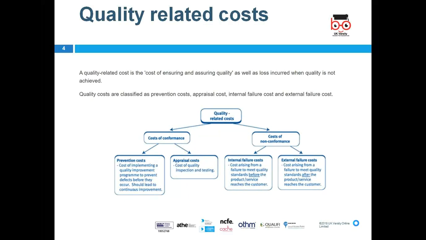So if we have a feedback system properly in place, next is quality related costs. A quality related cost is the cost of ensuring and assuring quality as well as the loss incurred when quality is not achieved. Quality cost is classified as prevention cost, appraisal cost, internal failure cost, and external failure cost.